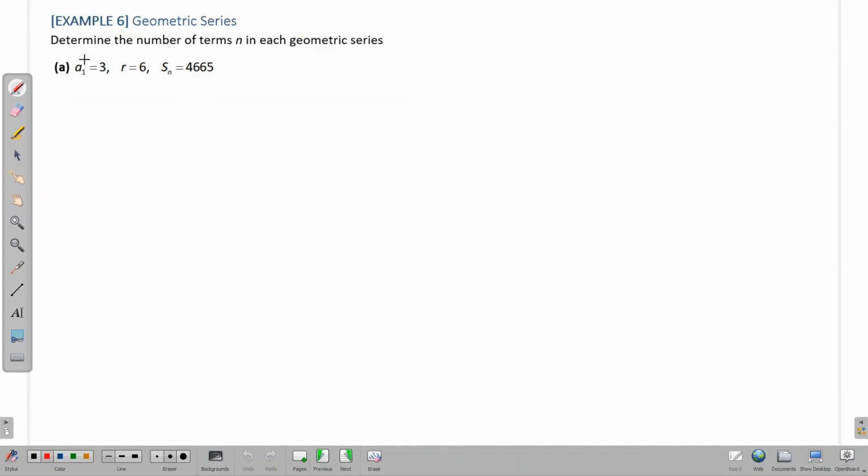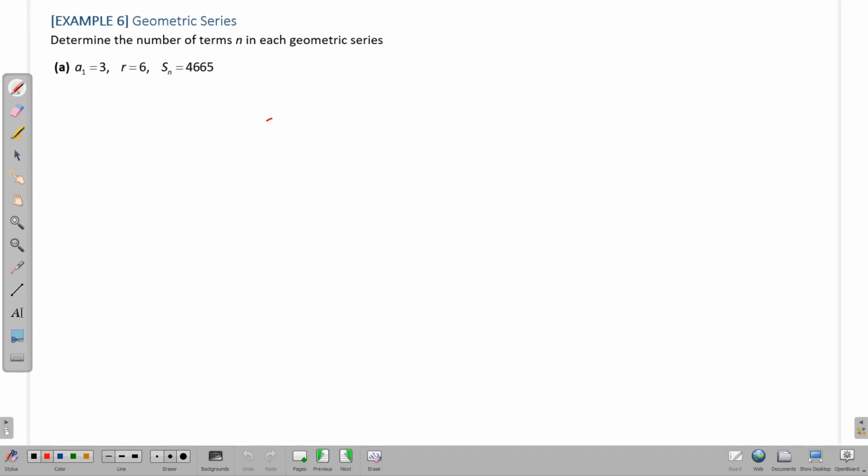Okay, this is another example. Oh no, this is different. So we are going to do something similar in this one, but we won't need that new formula. So we are still solving for a specific part of the sum formula. In this one, we're given the first term is 3. We're given the common ratio is 6. And we're given that the sum of all the terms is 4,665.